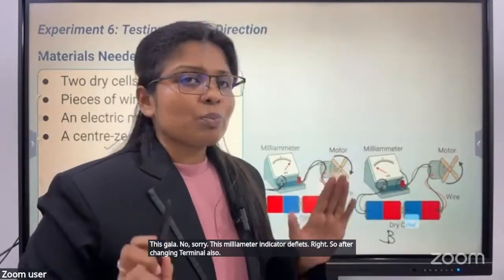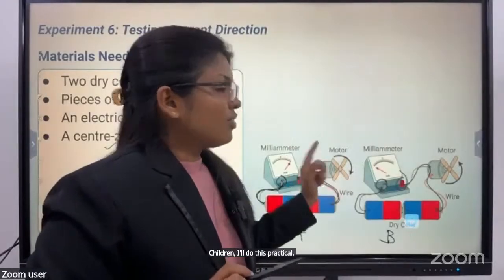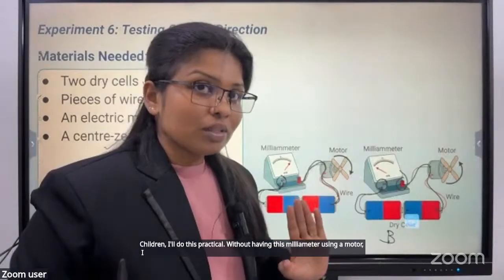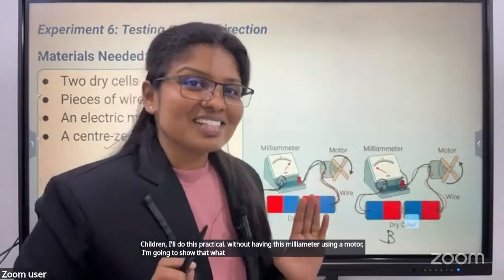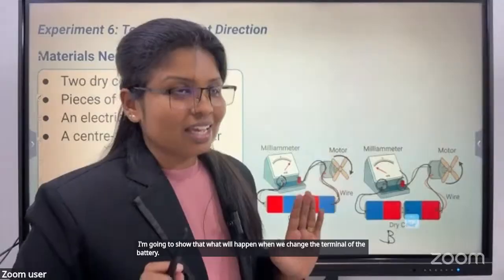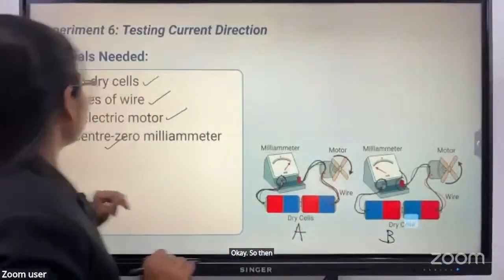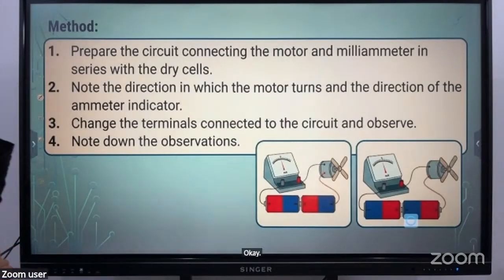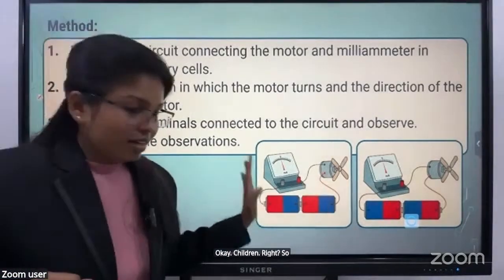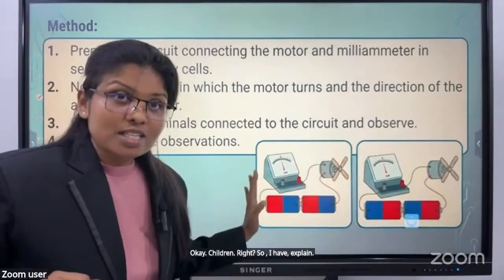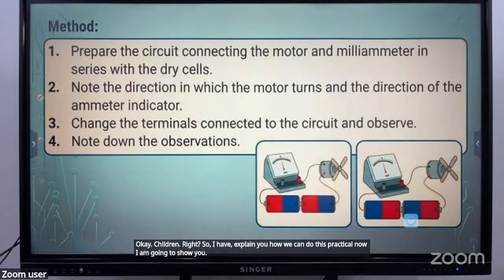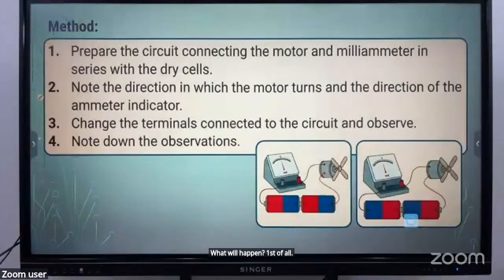Children, I'll do this practical without the millimeter. Using a motor, I'm going to show what will happen when we change the terminals of the battery. Okay. So children, now we'll observe what will happen. Okay children. Right. So I have explained how we can do this practical. Now I'm going to show you what will happen. First of all, I'm showing you the terminals that we are connecting.